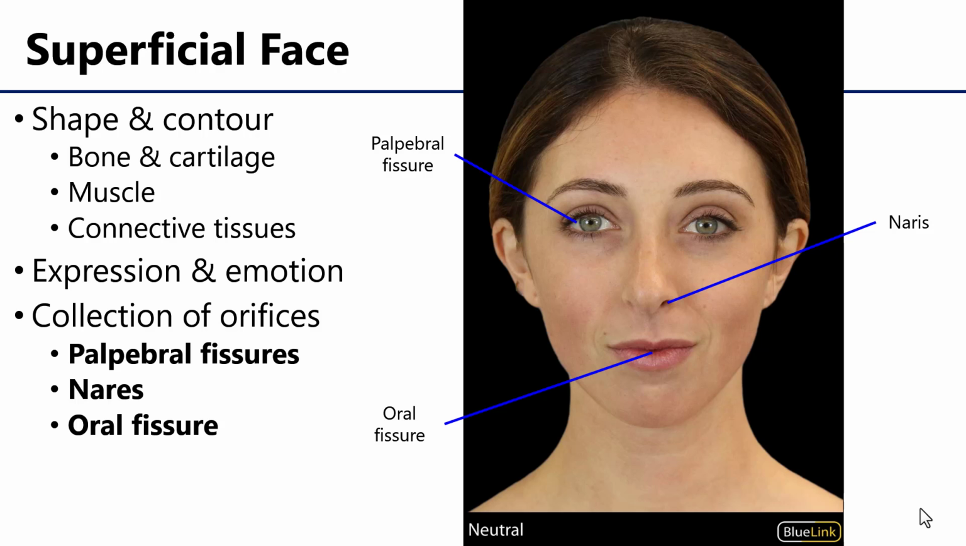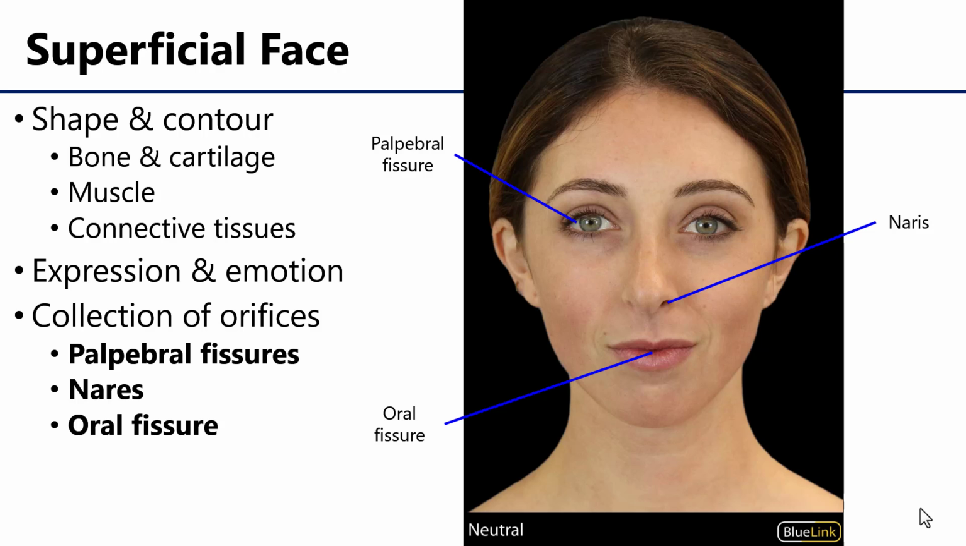A lot of this is the consequence of the underlying architecture of bone and cartilages, the muscles that attach to the bone and various connective tissues, as well as layers of other connective tissues, in particular adipose connective tissues that are distributed throughout the face. We say that the face is really the center of expression and emotion. Such a tremendous amount of nonverbal communication can be conveyed through the face.